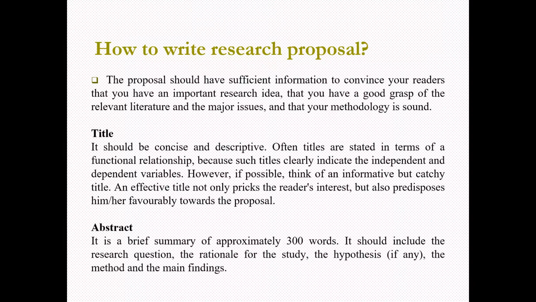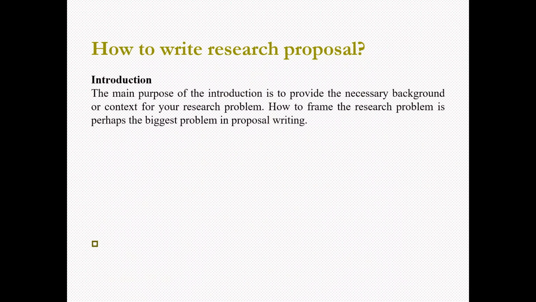Then after the title, you should have a good abstract. An abstract is basically a brief summary of approximately 300 words. It should include the research questions, the rationale for the study, the hypothesis if any, the method, and the main findings. After that, you mainly have in your research proposal the introduction part.